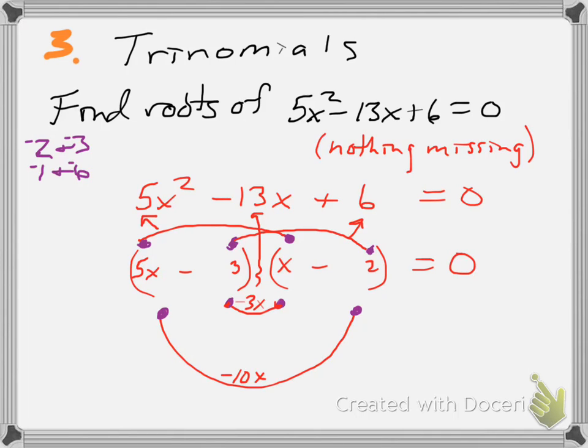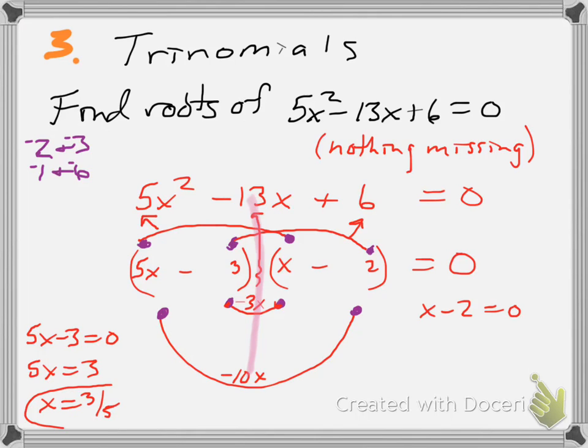So those are the two parentheses that, like the last two big oranges, we set equal to 0 and solve. So we set 5x minus 3 equal to 0 and x minus 2 equal to 0 and solve them. 3/5 and 2. Those are the two numbers that you would put into that equation to get 0.